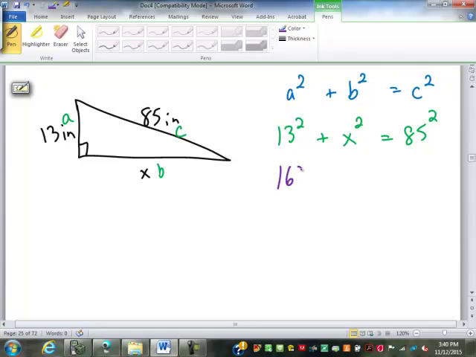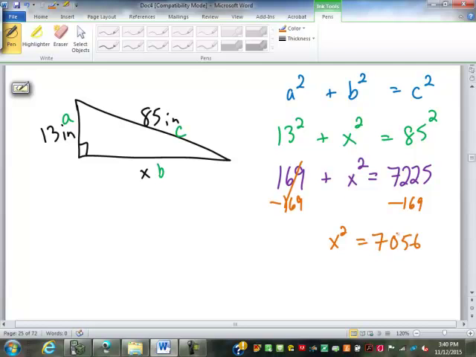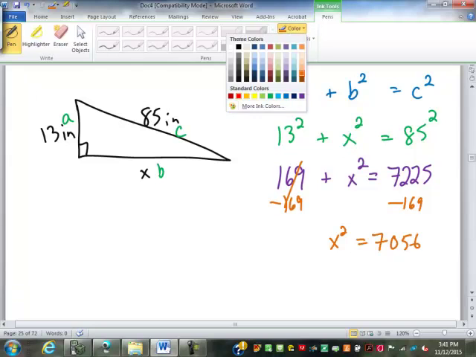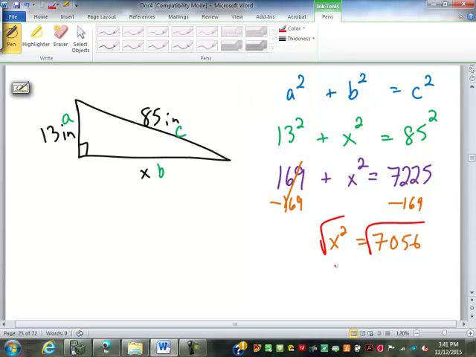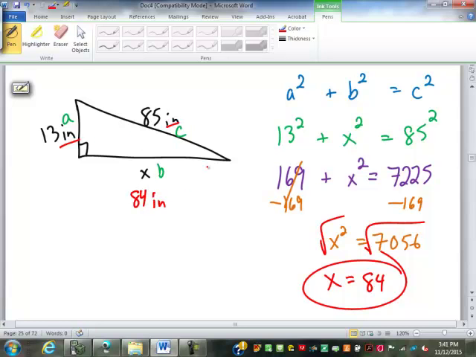So 13 squared is 169 plus x squared. 85 squared is 7225, correct? Now what? Subtract 169. So x squared equals 7,056. So the square root of x squared is just x. Square root of 7,056 is 84. And that is correct. That is 84, and the units here are inches and inches. That is also inches.